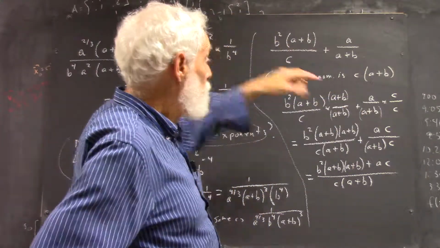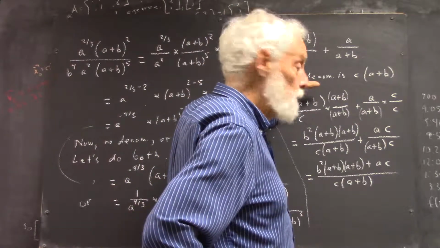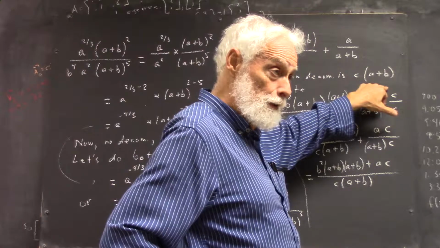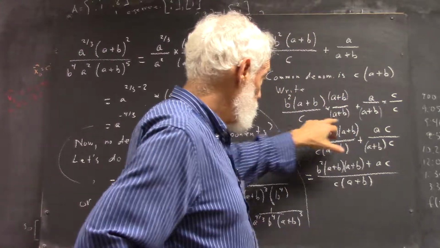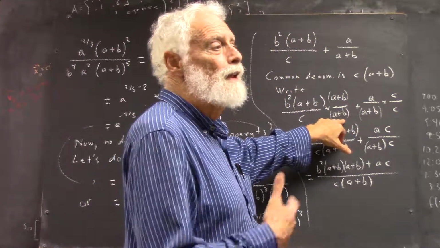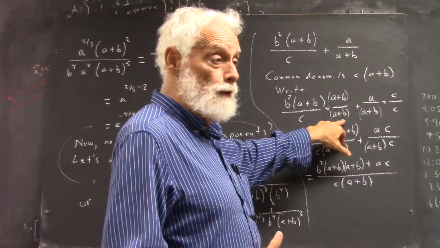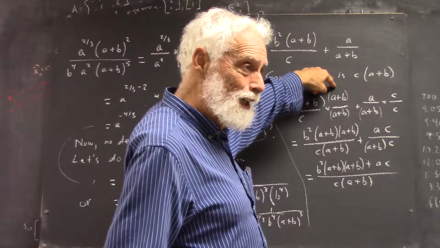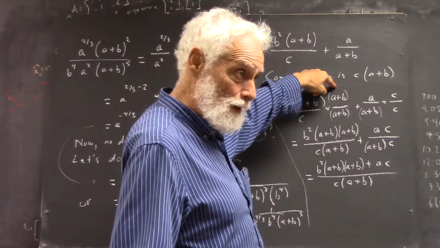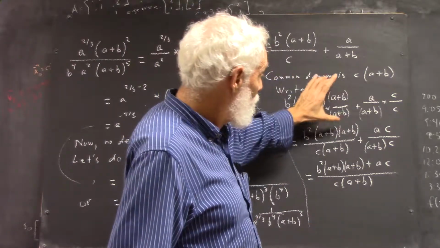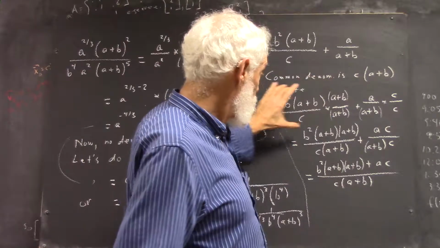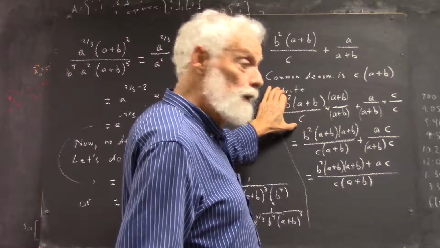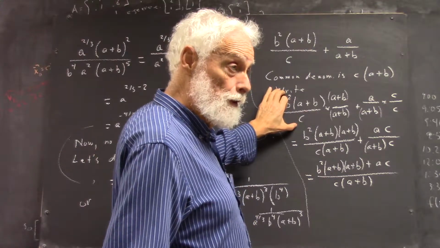In order to make this denominator, which is just C, into this, I have to multiply by A plus B. So I multiply the denominator by A plus B, but that alone would change the value of the expression. If I put an A plus B on top, it doesn't change the value because now that's just 1. So this expression times 1 has the same value that this one did. I didn't change the value of the expression.